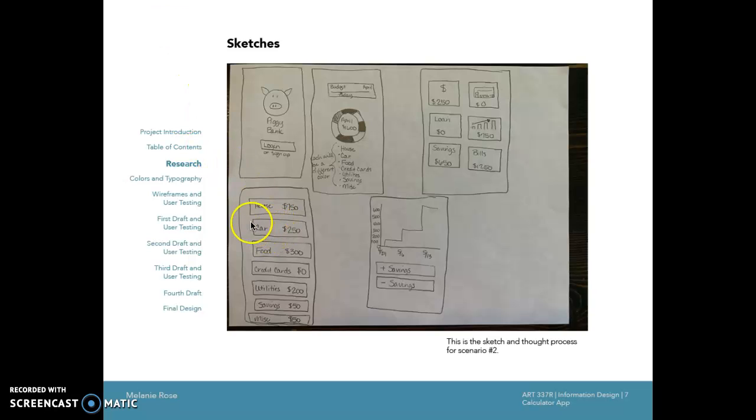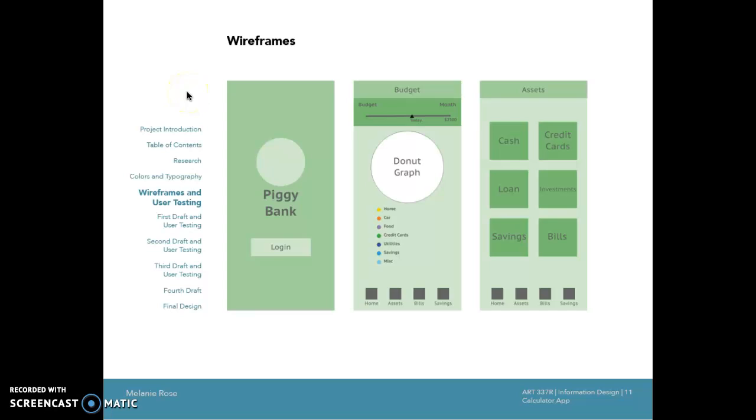The fourth page shows all the bills that you have every month, and the last page is where your savings goes. These were my rough draft sketches at first. And then we moved on to wireframes, and the wireframes show more of what the app would look laid out. These were the first 3 pages.